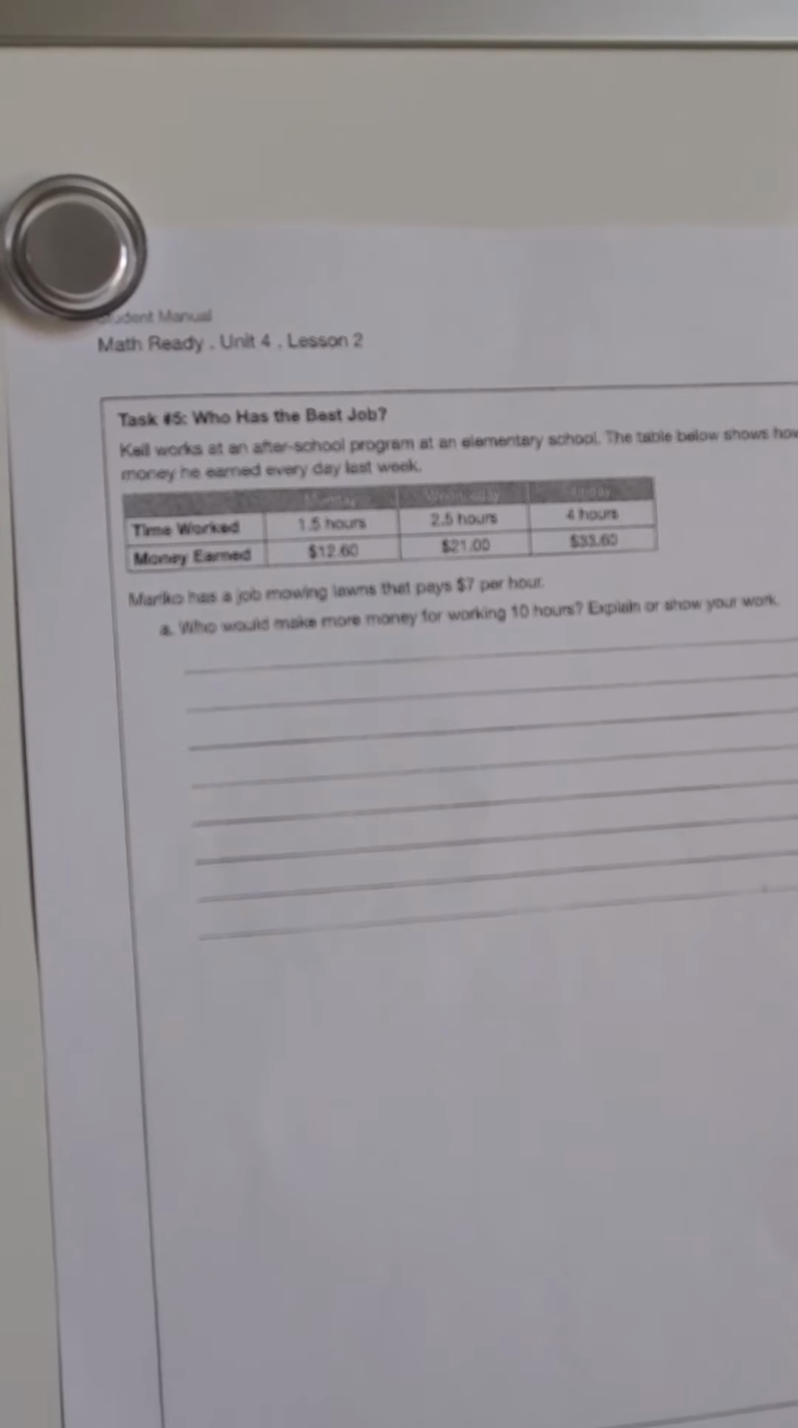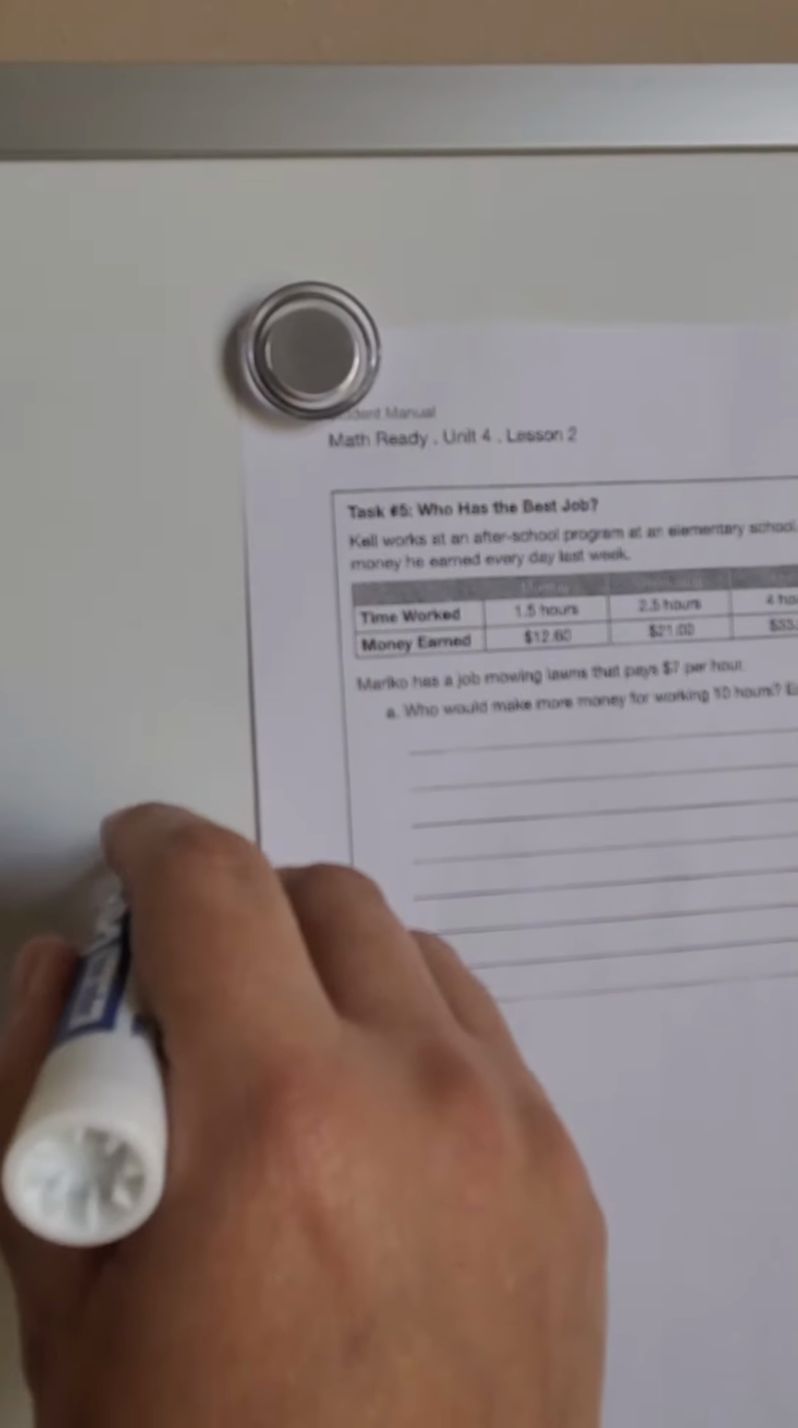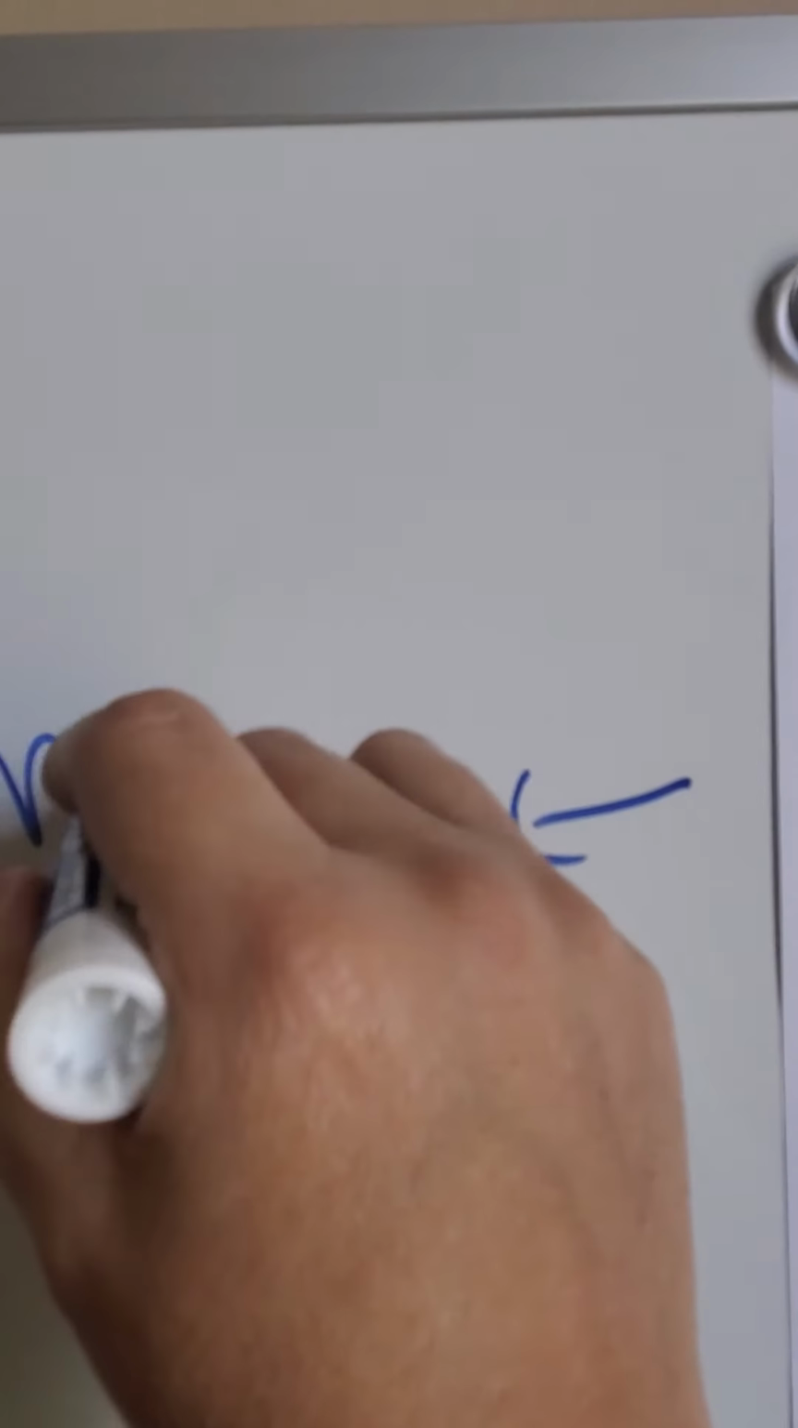So anyway, we got Kale, who works in an after-school program at an elementary school. The table below shows how much money he earned every day last week, and it gives you the table of values. And Mariko has a job mowing lawns that pays $7 per hour. Who would make more money for working 10 hours? Well, we know how much Mariko makes an hour. So at 10 hours for Mariko, who makes $7 per hour, we just multiply that by 10 and figure out he'd make $70.